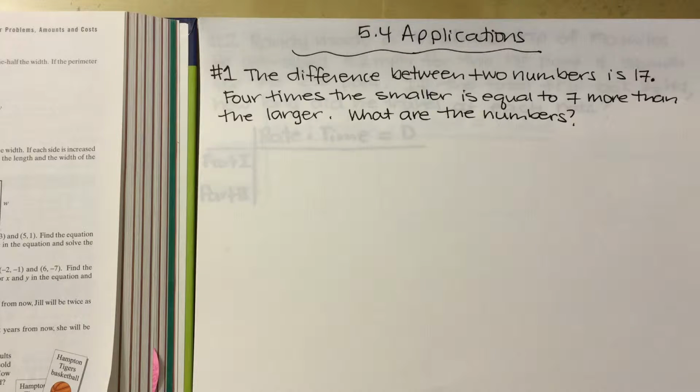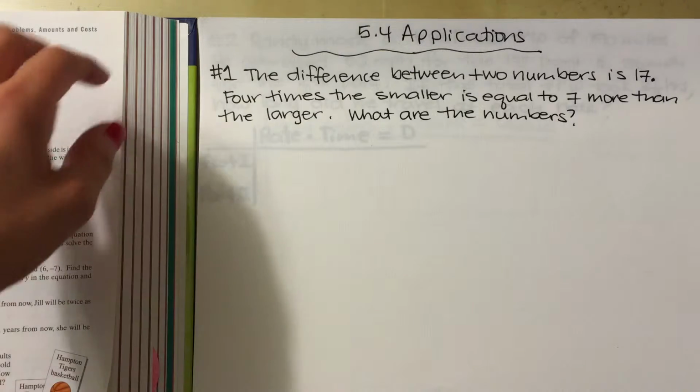Let's look at the first example. It says the difference between two numbers is 17. 4 times the smaller is equal to 7 more than the larger. What are the numbers? So what we're doing is we have to find two numbers. So we have two unknowns, and we're going to just use two variables and also write two equations. Two unknowns means you need to write two equations.